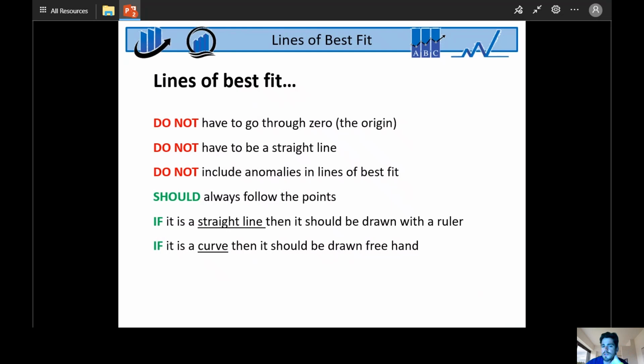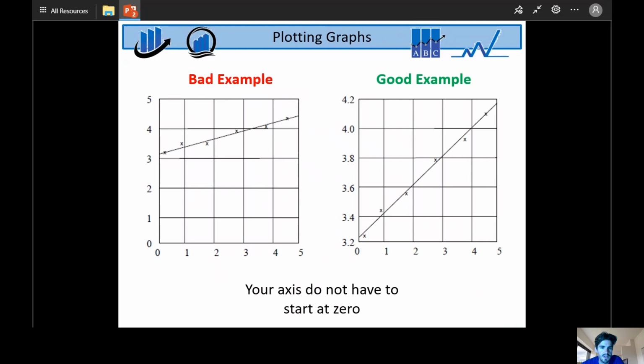Lines of best fit is somewhere that students often lose marks. So here are some good rules for lines of best fit. Number one, it does not have to go through the origin. It only goes through that if it really fits the data. And I'll show you some examples. Number two, do not use a straight line unless your data shows you a straight line. So if it's a straight line, you have to use a ruler. You should always follow the points, but you do not go dot to dot, and you do not include anomalies in lines of best fit. If it is a curve, it should be drawn freehand, but not sketchy.